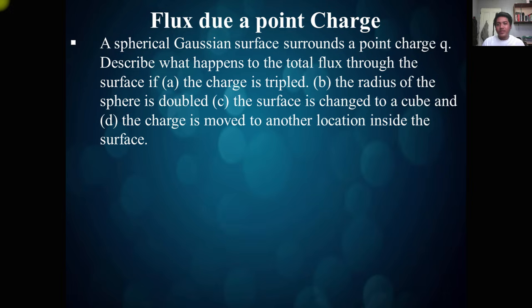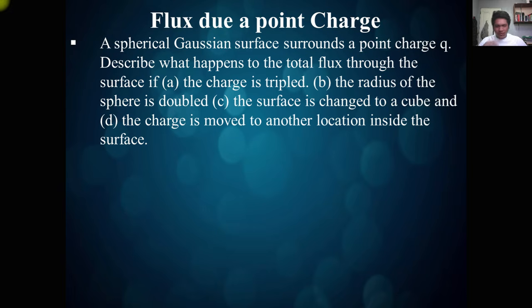Letter C, the surface is changed to a cube. From a sphere, it is changed to a cube. What will happen? Again, nothing will happen. It is independent of the shape of the closed surface.